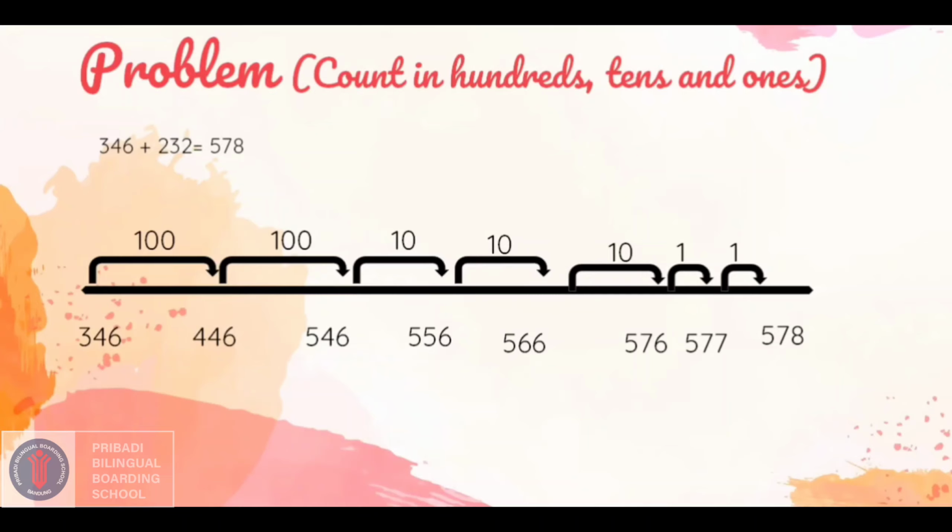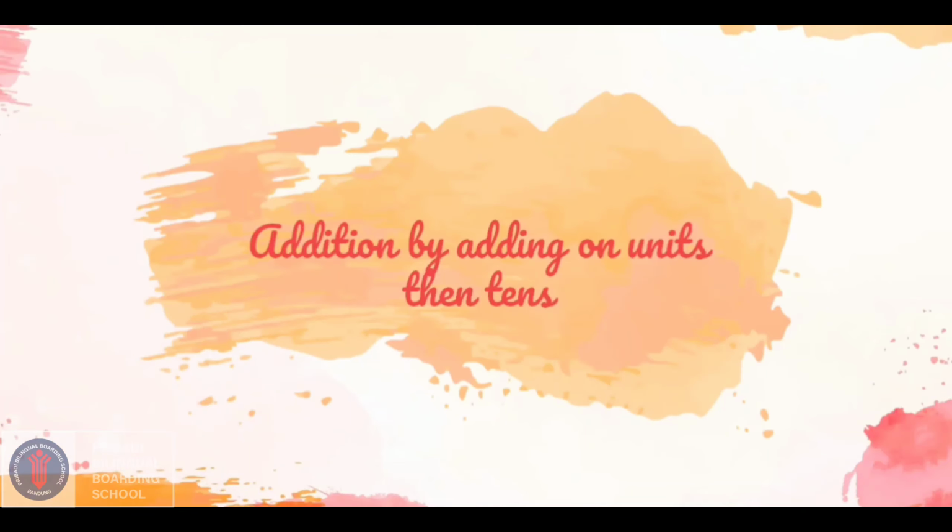We stop here because we know that 3 tens is 30. Then after that, plus 1 equals 577, and plus 1 again equals 578, because we add 2 ones, which is 2. Like that.